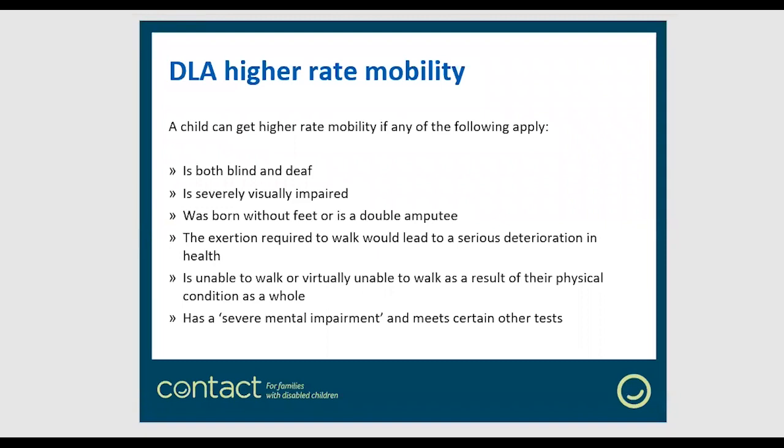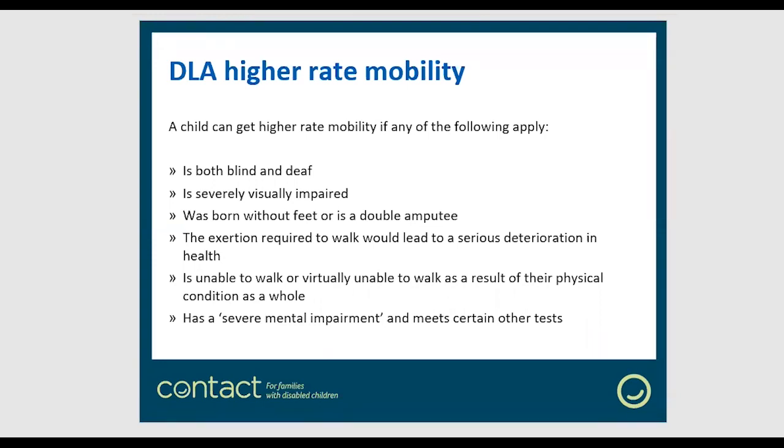For example, if a child is both blind and deaf, they will qualify automatically, as will some children who have a severe visual impairment. That's measured using something called the Snellen scale, which measures visual acuity. If a child meets certain tests under that, they will automatically get higher rate mobility. Children who are born without feet or double amputees also qualify automatically.